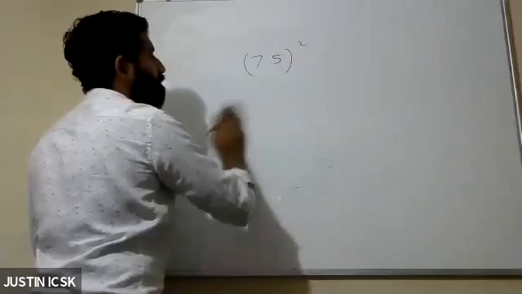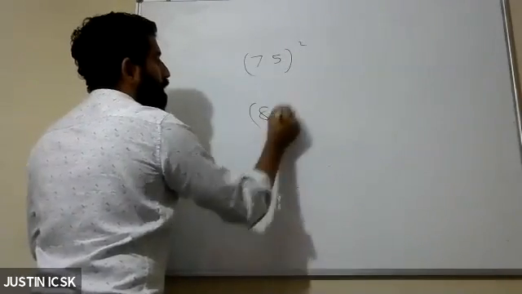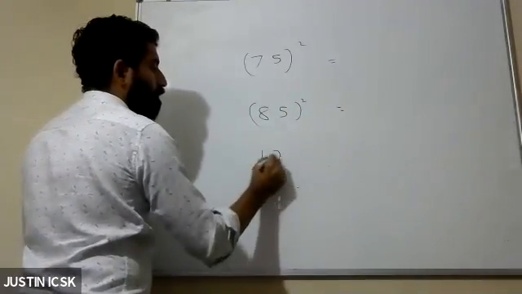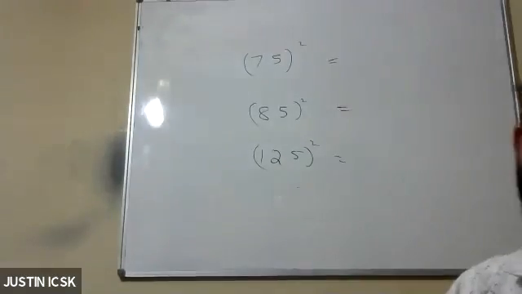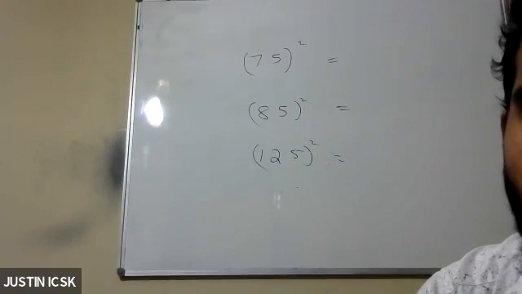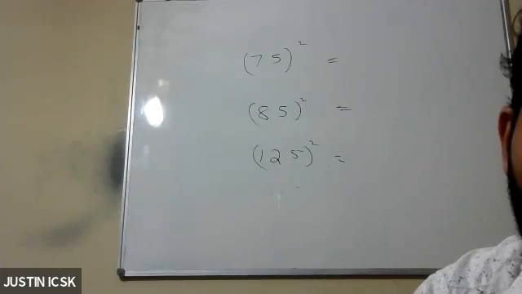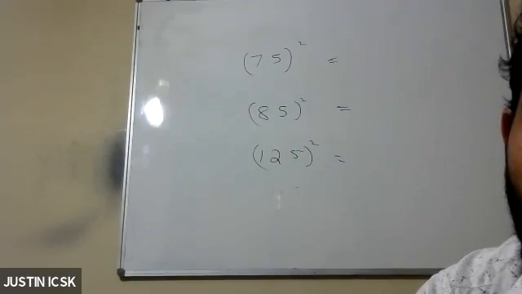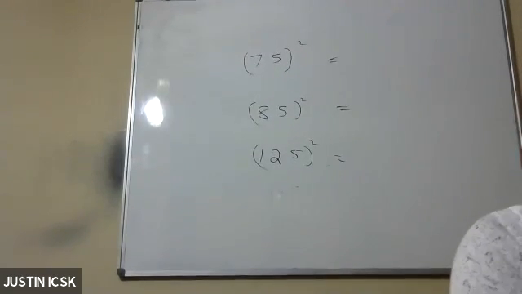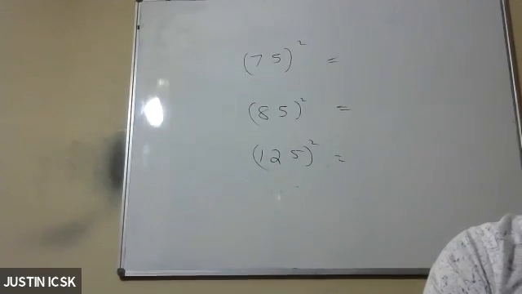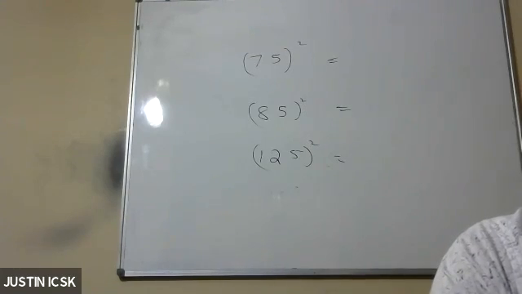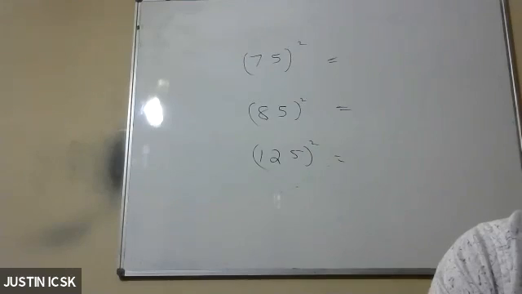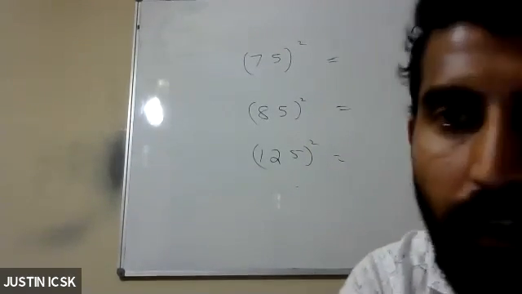75 square, 85 square, 125 square. Just try to find them fast. I hope all are getting the answer.